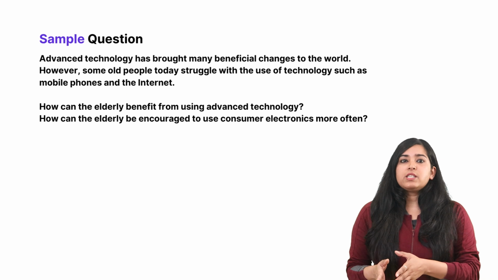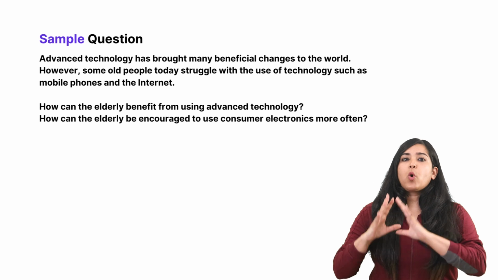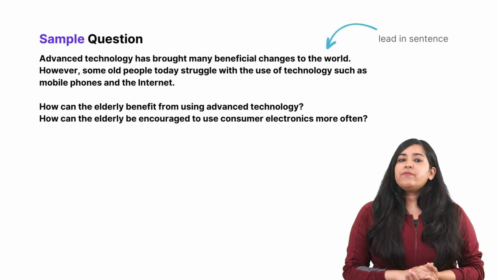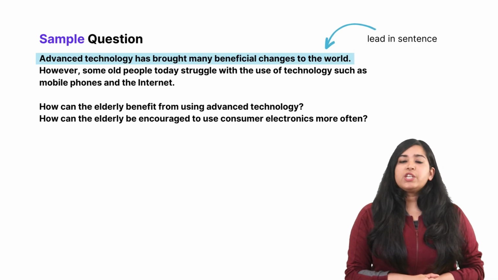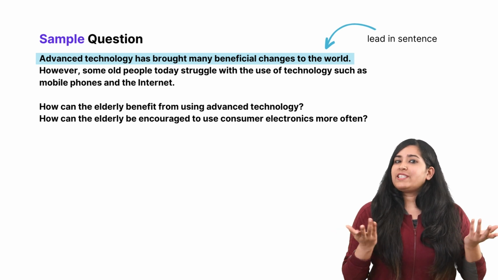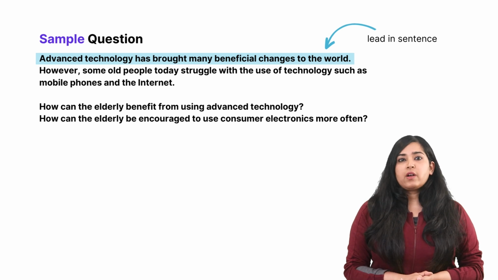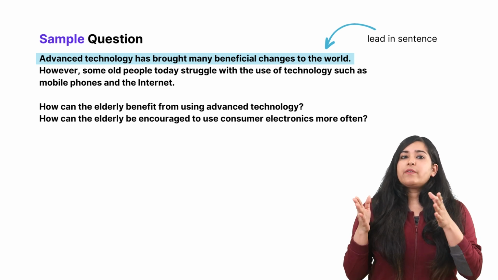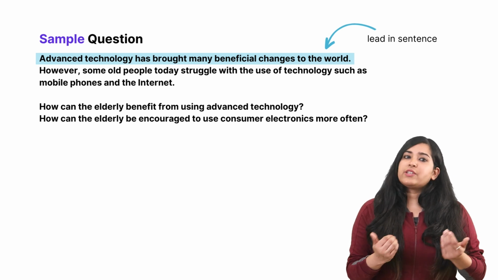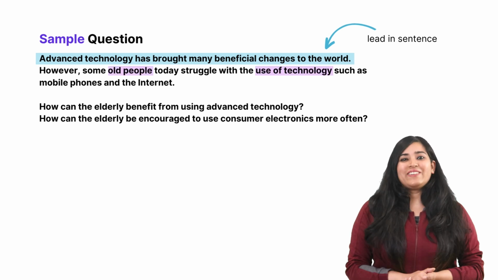So we see the first sentence, which we call the lead-in sentence. The lead-in sentence gives us an idea on what the whole question is all about. Our lead-in sentence here is, advanced technology has brought many beneficial changes to the world. So here, we can assume that we need to write something about technology. We also have a next sentence which gives more information to focus on that, and that is, however, some old people today struggle with the use of technology such as mobile phones and the internet. So we'll be focusing on the elderly and their experience with technology.